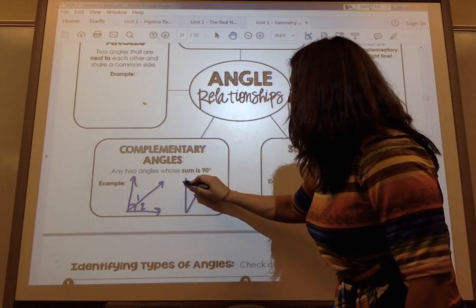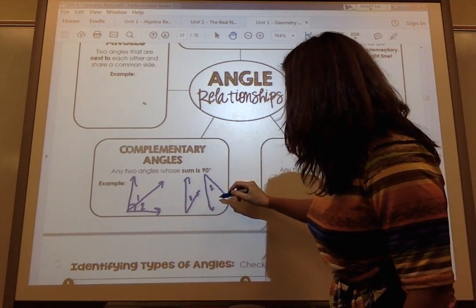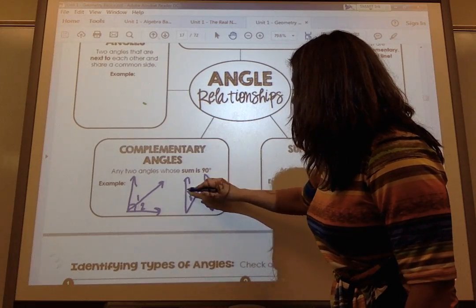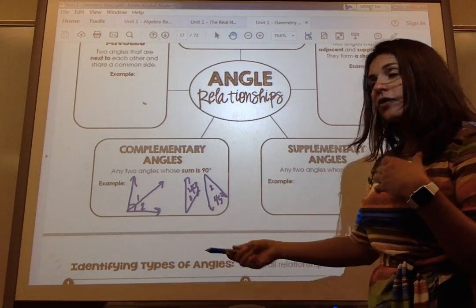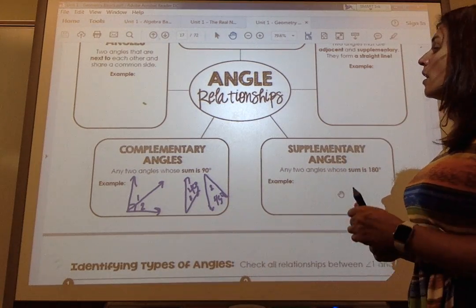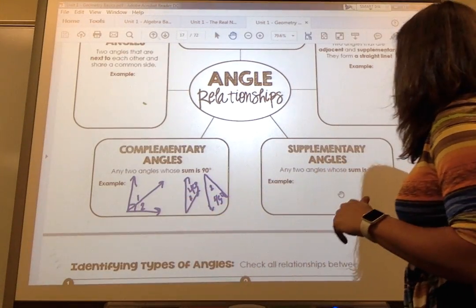I could say that this angle is 1, and this angle is 2, and what if this were 45 degrees and this were 45 degrees? These guys would still be complementary angles because they add up to 90 degrees. So not all complementary angles are adjacent.